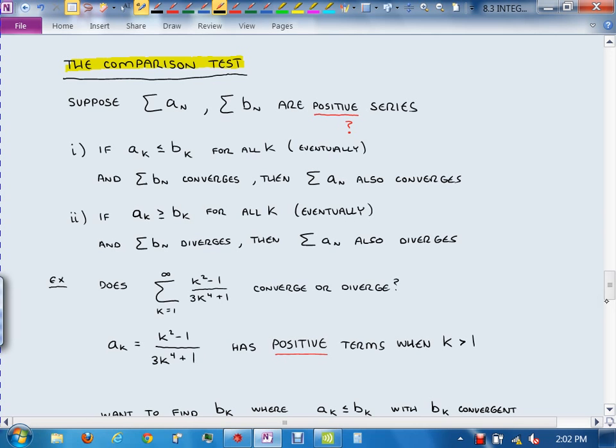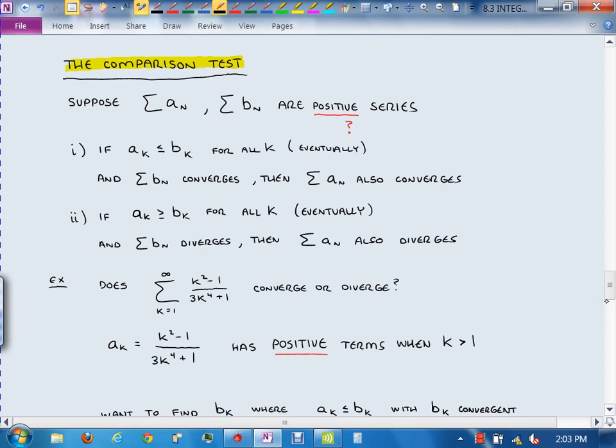Then, oh wait, and let's say that this B sub n series converges. Then what can we say about the other one? It has to converge also. Because if this guy's always smaller than this one, and you add up all these and it goes to a number, then these have to add up and they can't be any bigger than that, right? So it's got to converge also.